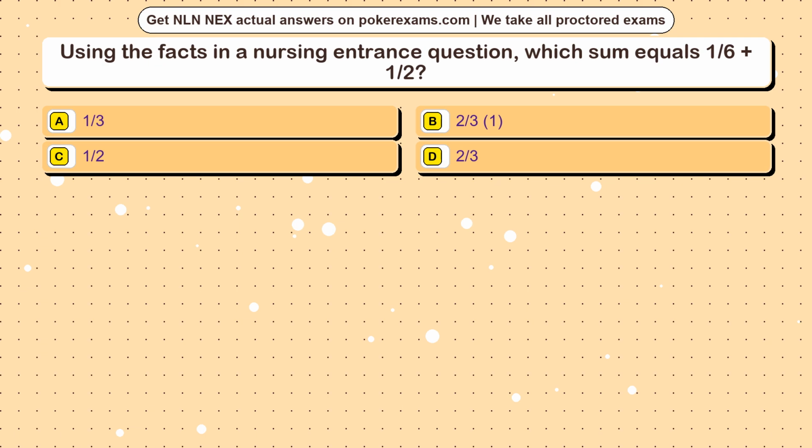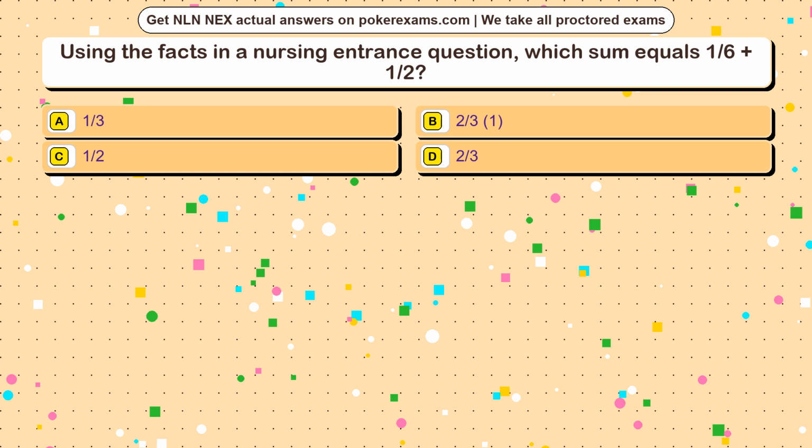Question 16. Using the facts in a nursing entrance question, which sum equals 1/6 plus 1/2? Option A, 1/3. Option B, 2/3, 1. Option C, 1/2. Option D, 2/3.